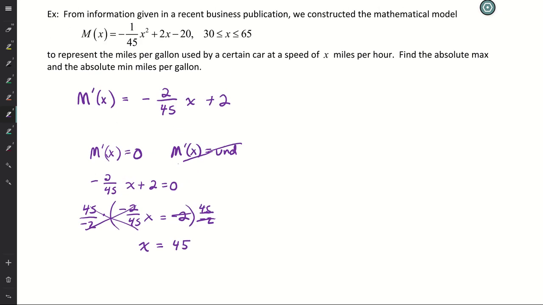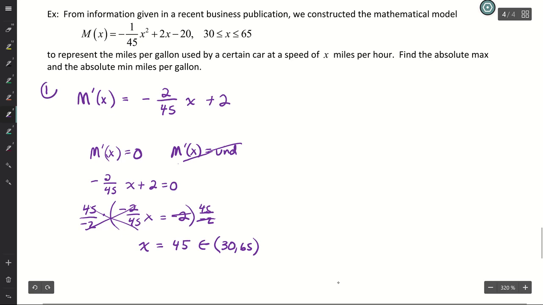Now, I need to make sure that that's in my region. So notice here that x is representing miles per hour. We're saying we're going to have a minimum miles per hour that we're going to talk about for this application of 30, a maximum of 65. We notice 45 is in the open interval from 30 to 65, so that's something we can consider. So number one, we've found the critical number within the open interval. Number two, we're now going to evaluate this function at that critical number as well as the endpoints.